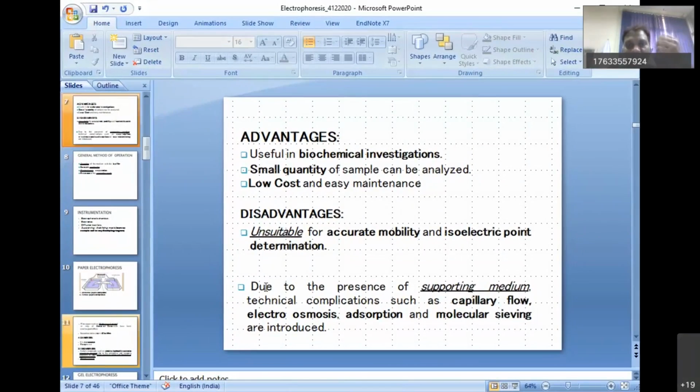The disadvantage of zone electrophoresis is that it is unsuitable for accurate mobility determination and also isoelectric point determination. And due to the presence of supporting media, there are some electroosmosis, adsorption, molecular sieving, and capillary flow. This kind of thing will be introduced, so the separation will not be good.